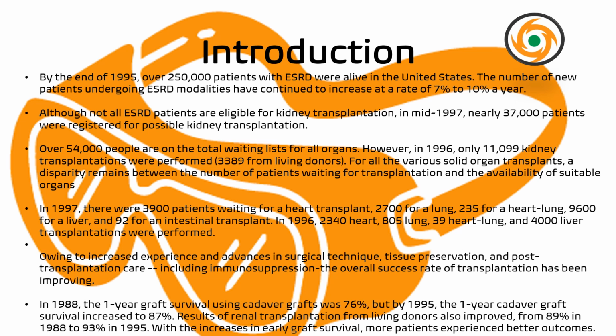organs. In around 1997, there were just under 4,000 recipients waiting for cardiac transplants, 2,700 for lung transplants, 235 for double transplants where cardiac and lung are concerned, 9,600 for liver transplants, and around 92 for intestinal transplants. And in 1996, 2,340 cardiac, 805 lung, 39 cardiac and lung, and 4,000 liver transplants were carried out.